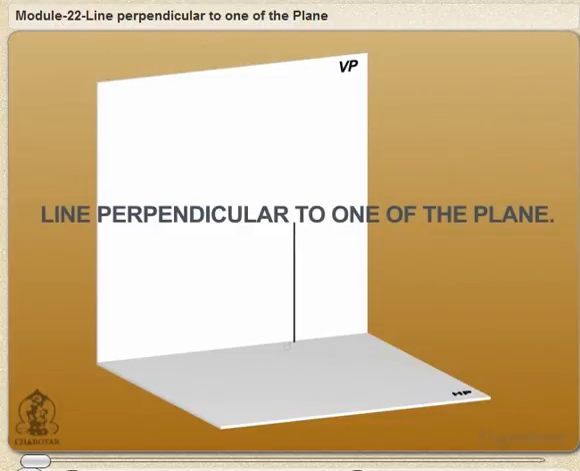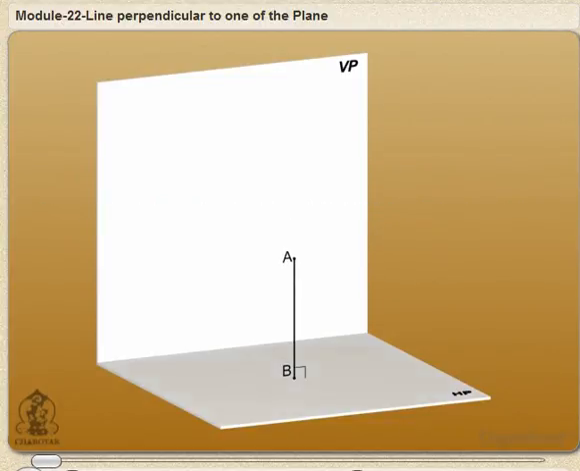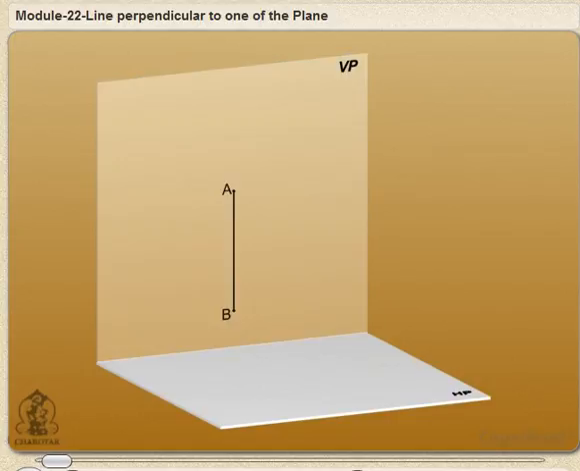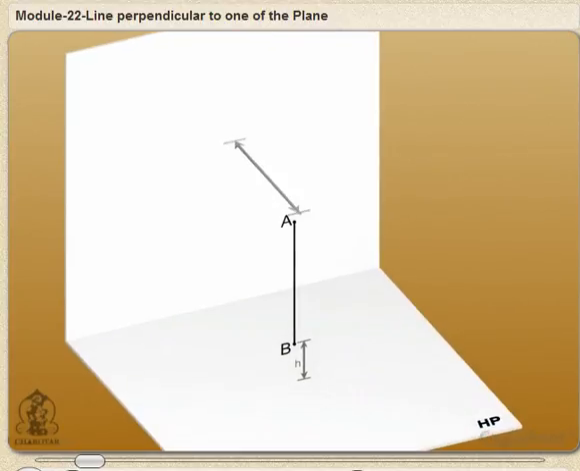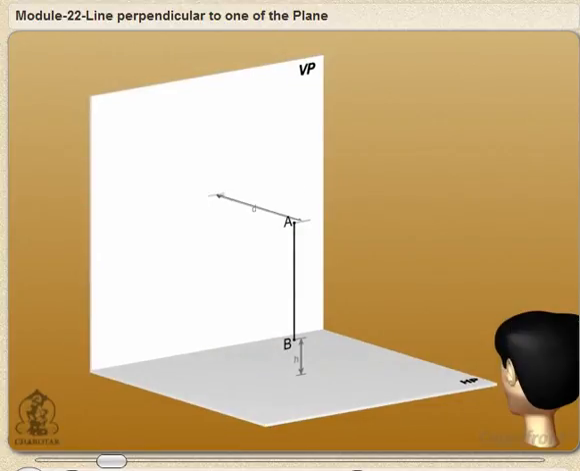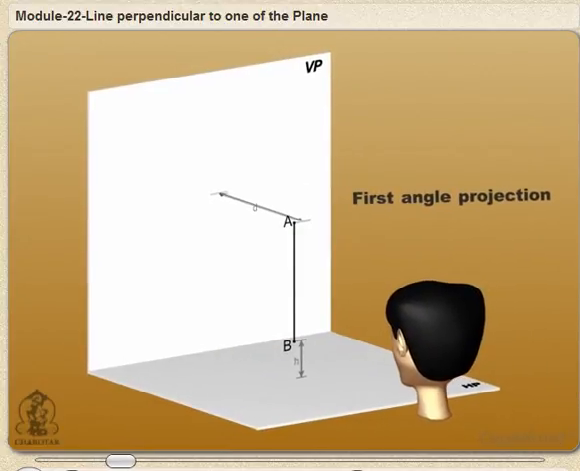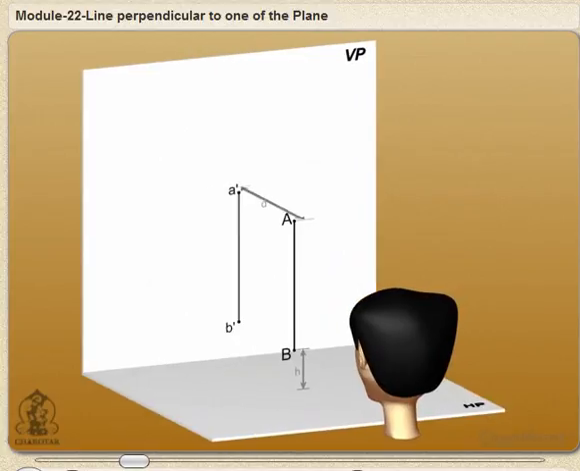Line AB is perpendicular to HP and parallel to VP, where the point A is H units above HP and point B is D units in front of VP. Observe the front view of line AB as line A'B'.